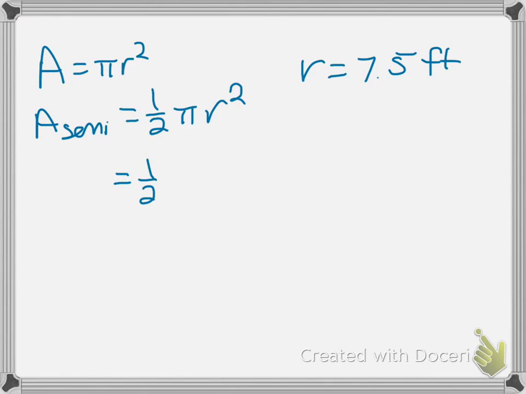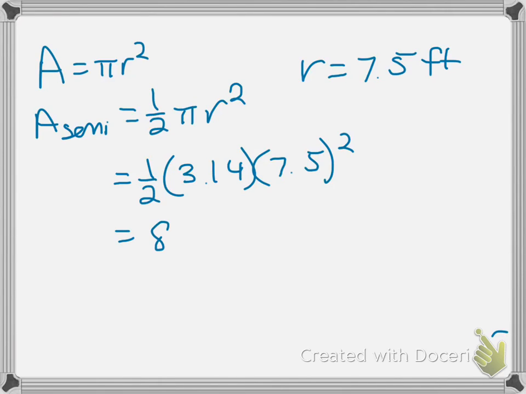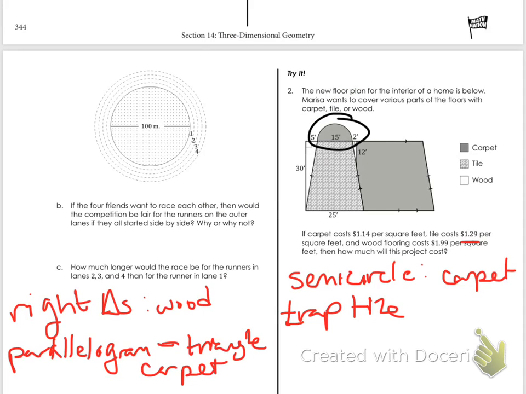So this is going to be 1/2 times 3.14, because apparently they're using that, times 7.5 squared, which we're going to put in our calculators. And we're going to get 88.3125 square feet. And we'll leave it at that for right now. Then we're going to go and look at our parallelogram. The area of a parallelogram is just base times height.